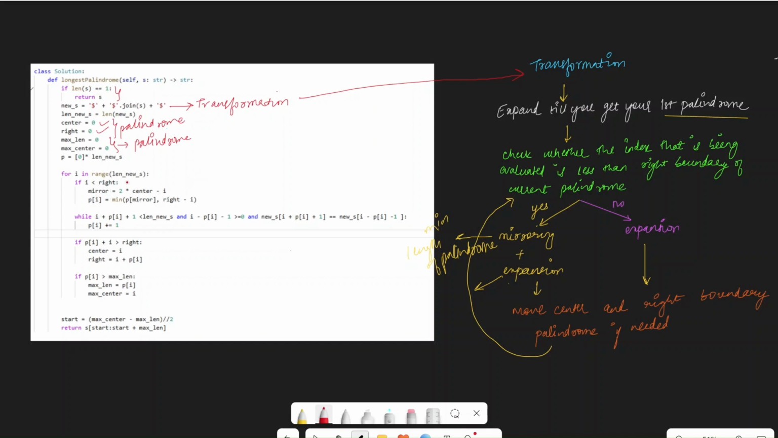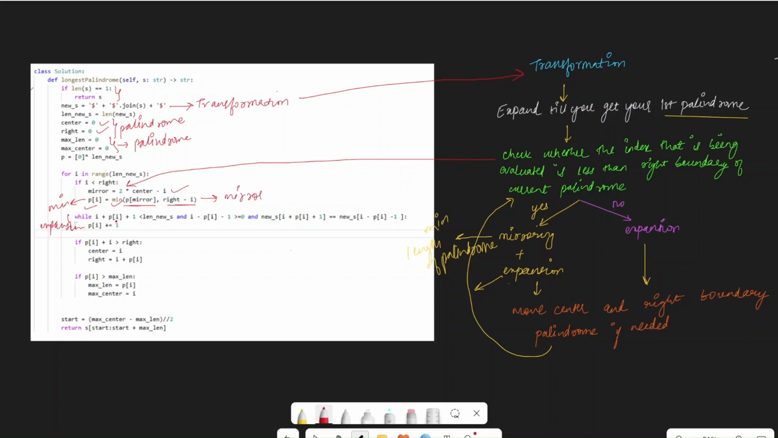Now, while I is less than right, so this is the condition that we are checking. Is our I less than right? If it is, we first find the mirror, then we find this is our condition of mirroring. This is the length of the mirror and this is right minus I. We choose minimum of that, and that would be our P of I. This is just the minimum length. Beyond that, we need to expand.